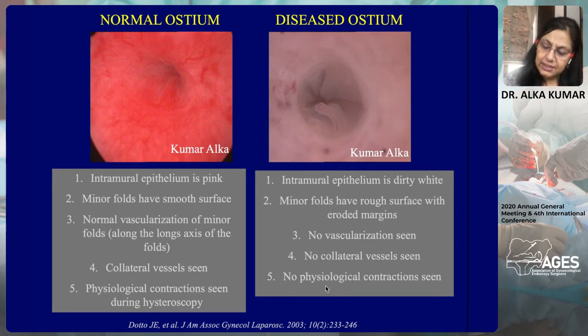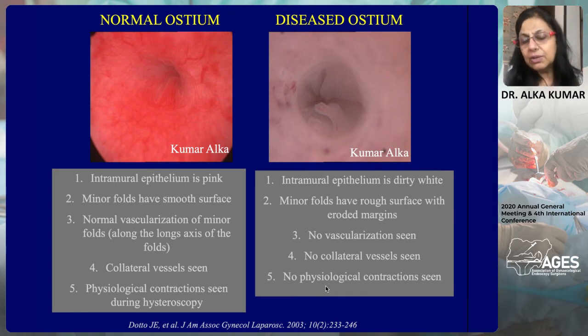In this slide, I find this a very significant slide, talking about the normal ostium and the diseased ostium. So in a normal ostium, the intramural epithelium is pink. Minor folds have a smooth surface. Normal vascularization of the minor folds along the long axis of the folds. Collateral vessels are seen, and physiological contractions are seen during hysteroscopy.